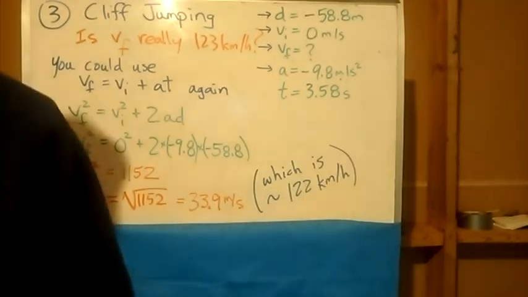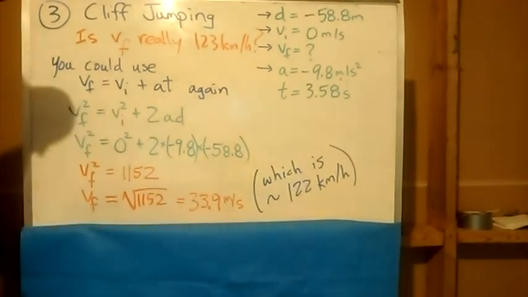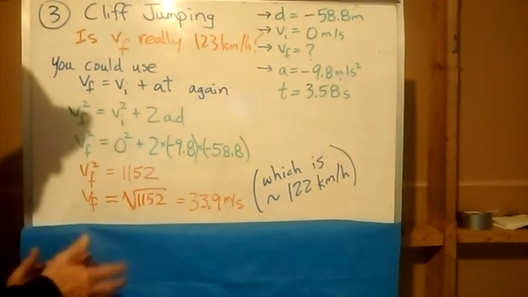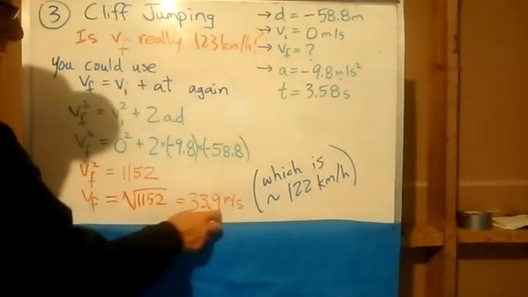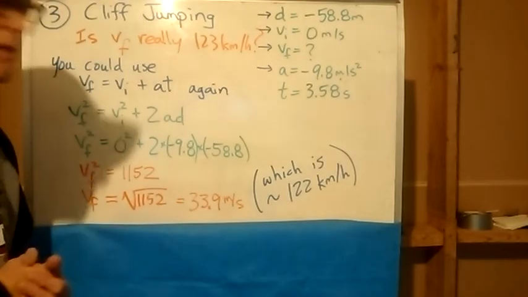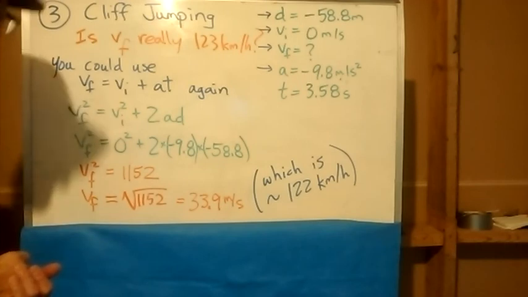Finish the calculation. VF is 33.9 meters per second, which when you multiply by the conversion factor to get to kilometers per hour, which is 3.6, go 33.9 times 3.6 and you get 122-ish kilometers per hour, which is pretty close to what they said it was.